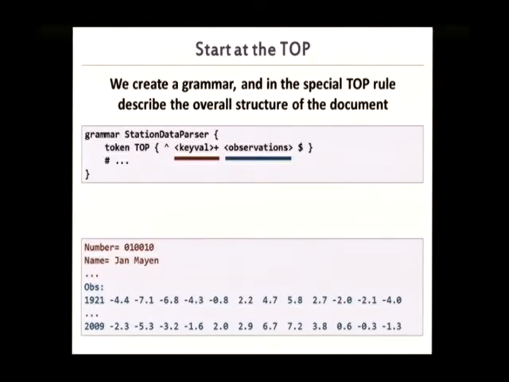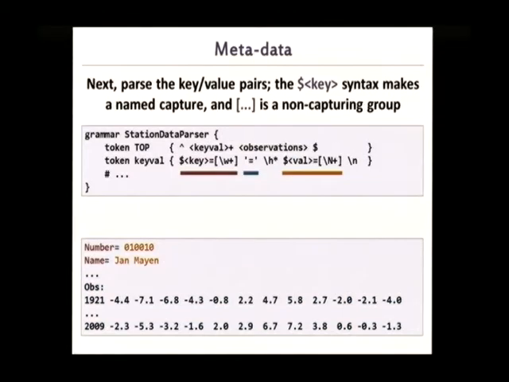Okay? And what I'm doing is I'm describing the overall structure of this. So I'm saying there's one or more key values at the top, things like number is this, name is this. And then there's a bunch of observations, this section. Okay? So what now? Well, let's do a key and a value.